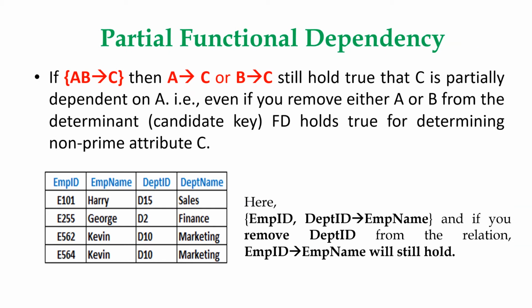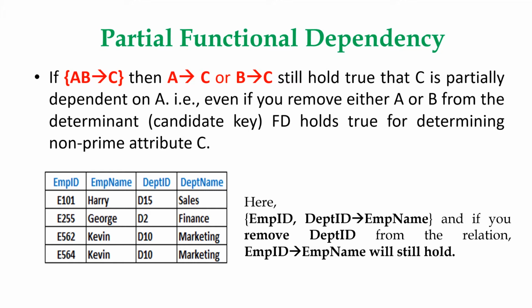Partial functional dependency means that even after the removal of any one attribute from the candidate key, the dependency still exists. Then that case is called partial functional dependency. The example is employee ID, employee name, department ID, department name. So here employee ID and department ID both are primary keys. I am removing the department ID here and still my relation employee ID tends to employee name exists. So this is what a partial functional dependency is.